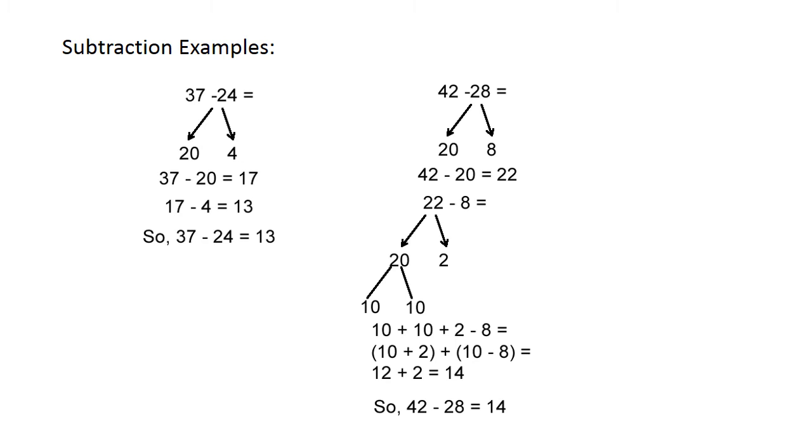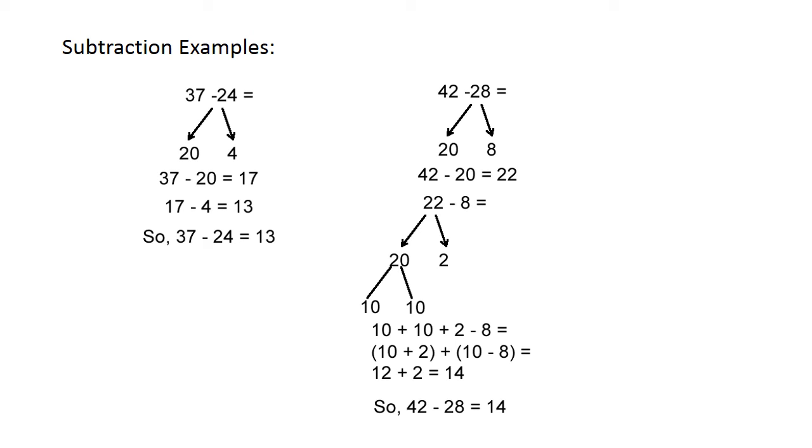42 minus 28. Our 28 can be thought of as 20 plus 8. If we subtract the 20 first, we get 42 minus 20 equals 22. Now we need to subtract the 8. So what we have left is 22 minus 8. If we decompose the 22 to 20 plus 2 minus 8, we have a new problem. It's still not easy to subtract though. So we can decompose further. Take the 20 and make 10 plus 10 plus 2 minus 8.